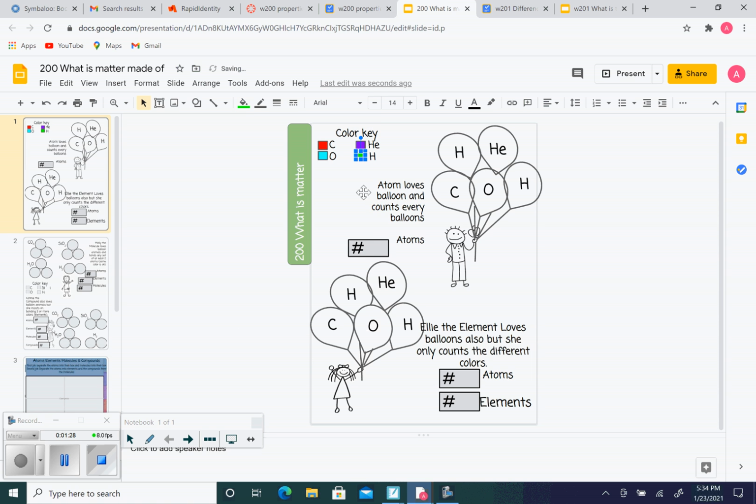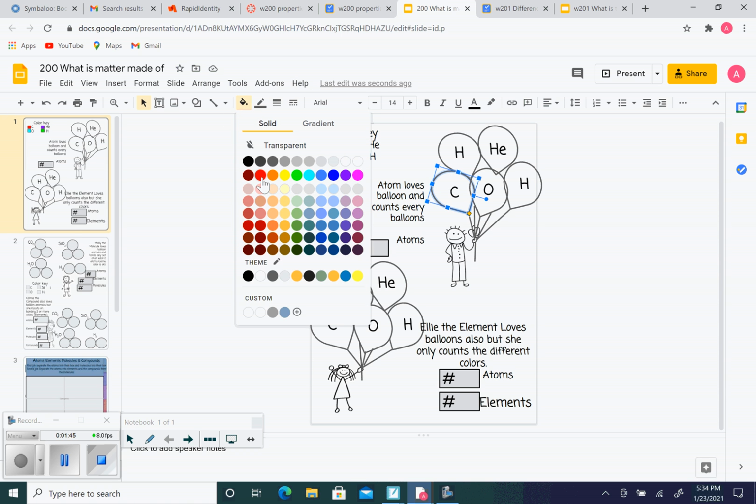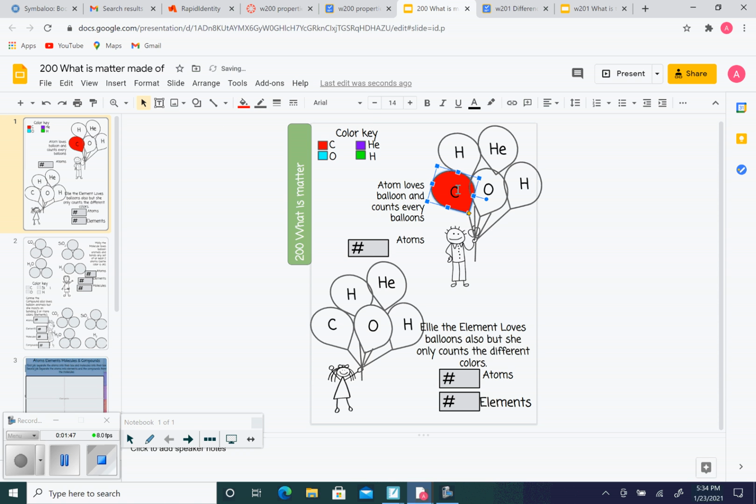So we're going to find the balloons with a C in it. This balloon has a C in it. If you click right in the center, you're going to hit that text box. You want to click right above it. That will click the balloon. We're going to make it red. Is there any other C's on this one? Look, there's a C here. So click on this one. Make this one red.